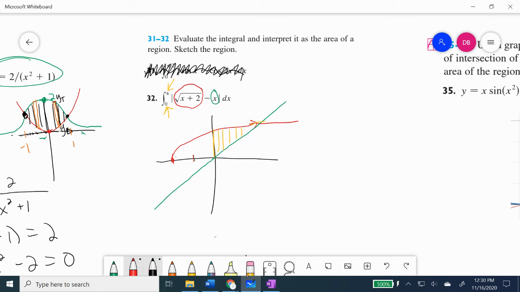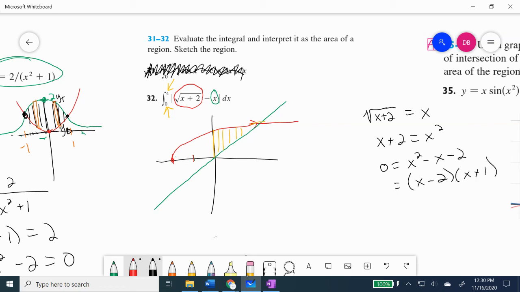I need to set the functions equal. When is the square root of x plus 2 equal to x? Square both sides. Make one side 0. Factor: x minus 2, x plus 1, and that equals 0 when x is 2 or negative 1. And I need this x coordinate, and that's where x is positive, so it's the positive 2. And if I'm going to 4, that's past that.